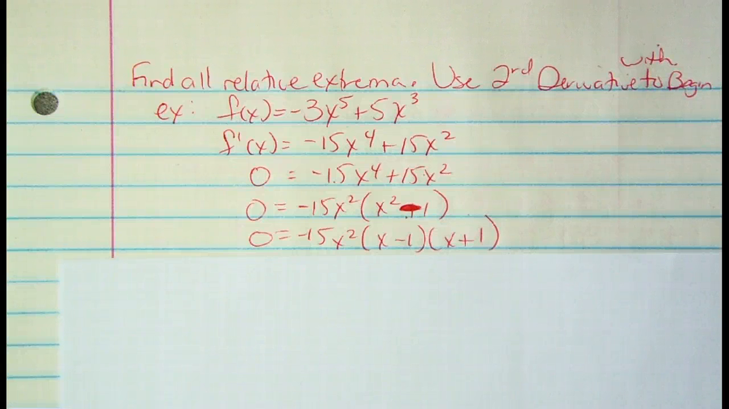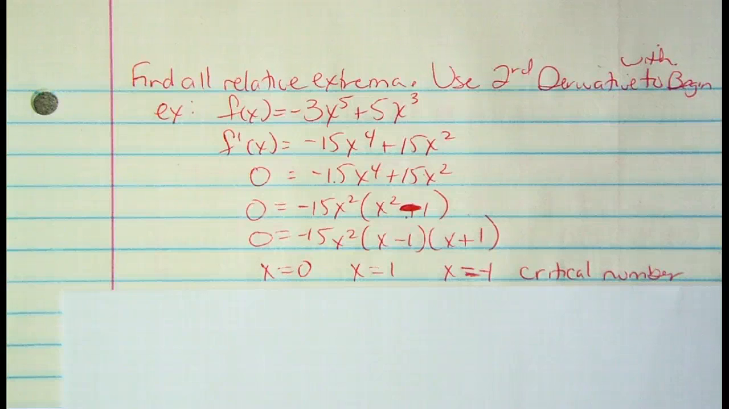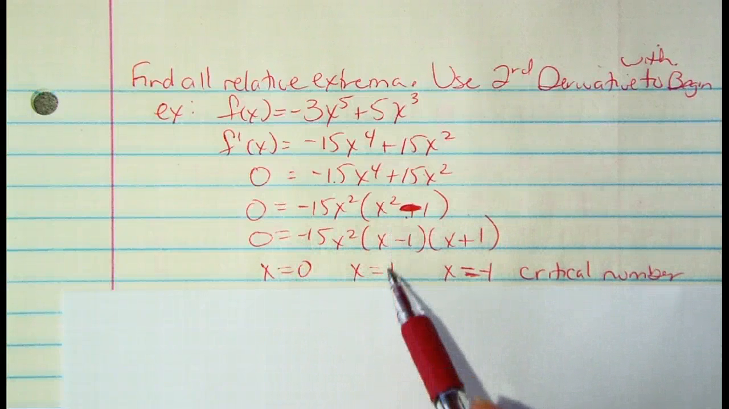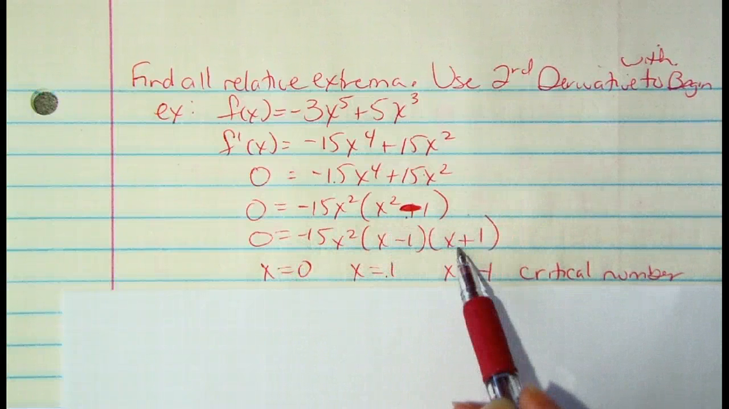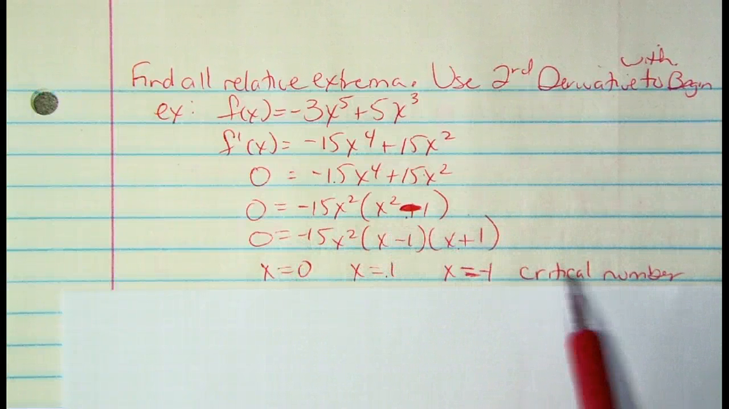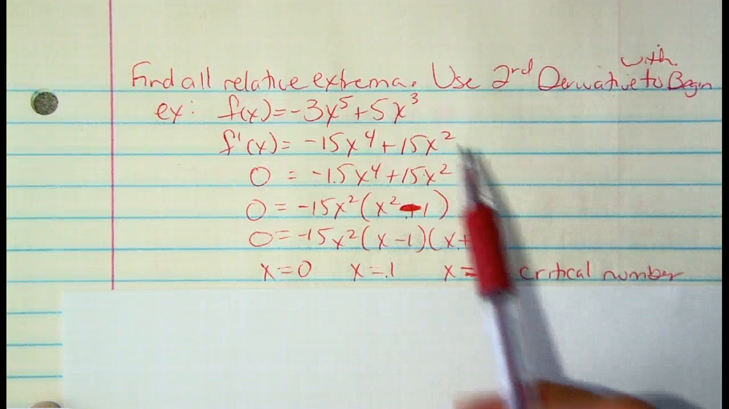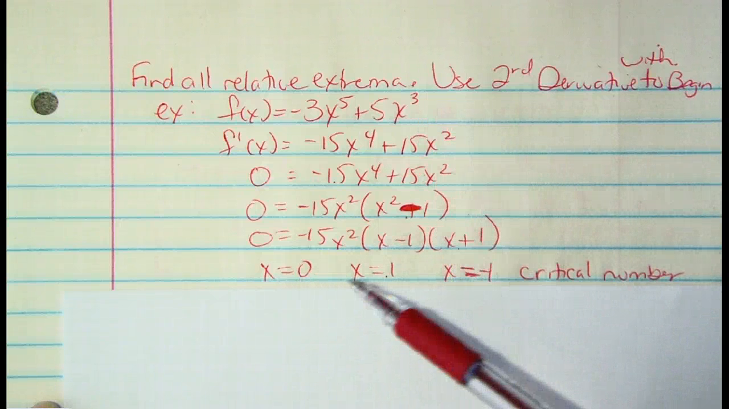Now let's go find all my critical numbers. I get 0 from setting this equal to 0. Setting this equal to 0, I get 1. Setting this equal to 0, I get a negative 1. I have 3 critical numbers, 3 locations on my original function f that I might have a relative min or max.